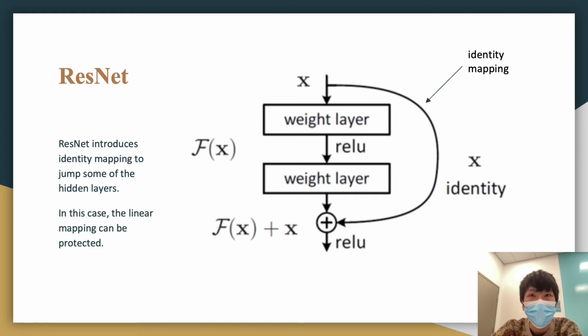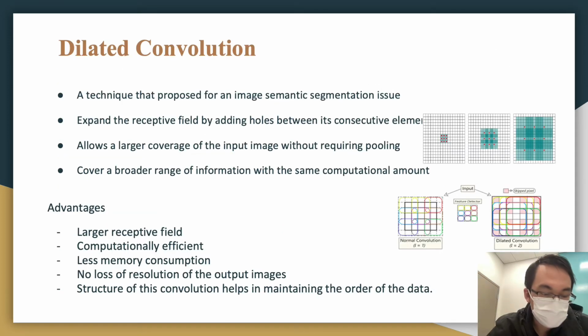And now, Xiaohui will introduce the atrous convolution to us. Hello, my name is Xiaohui. I will introduce dilated convolution. Dilated convolution is a technique that was proposed for the image segmentation issue. It's a convolution with a wider kernel created by regularly inserting spaces between the kernel elements.